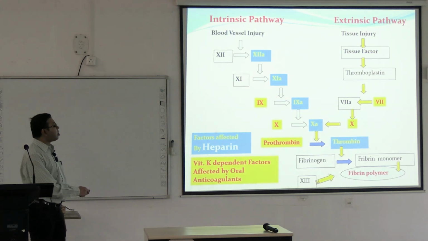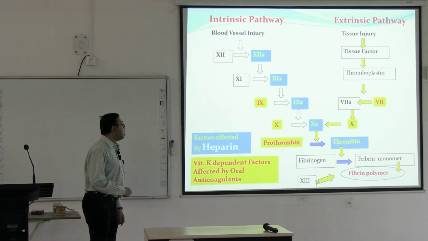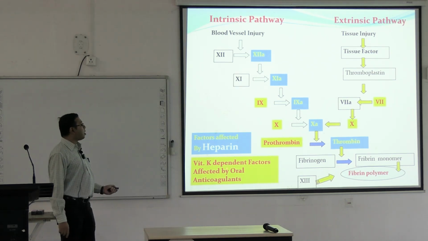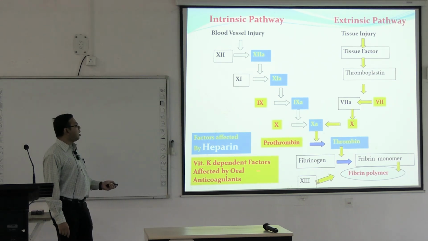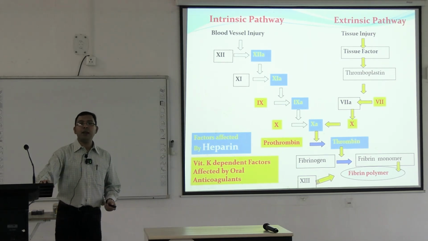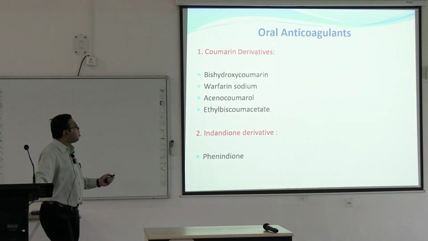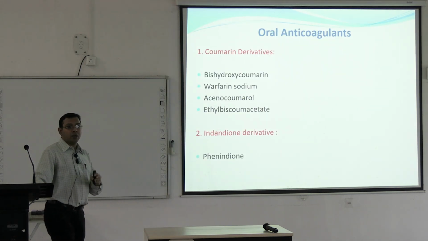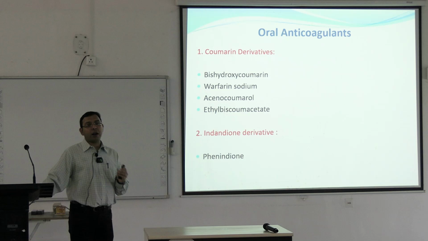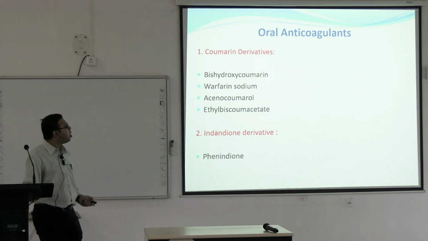So these are the factors affected by the heparin. So already we have seen. And vitamin K dependent factors, the yellow ones are the vitamin K dependent factors, already we have seen, factor 2, 7, 9, 10. They can be basically blocked by the oral anticoagulants. So now coming to the oral anticoagulants. Until now we have discussed about the parenteral anticoagulant, which can be given by intravenous or subcutaneous route.